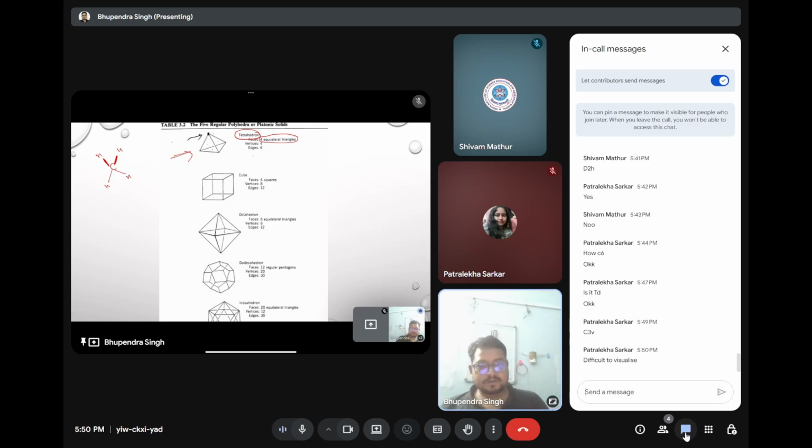Try to find out, difficult to visualize. Okay, find the point group of square cube. Anyway, this is not C3V. Whatever you have said in the earlier one is right. It is tetrahedral. Try to find out the point group of this also. This is tetrahedral.